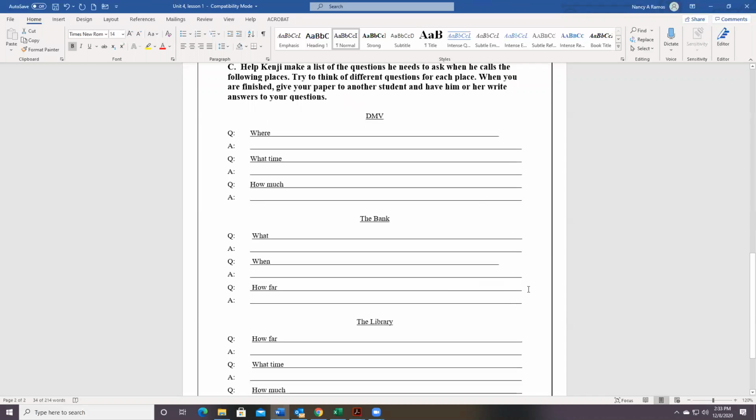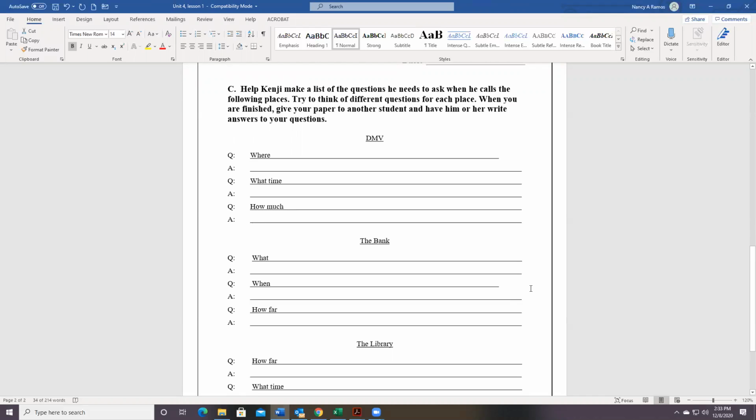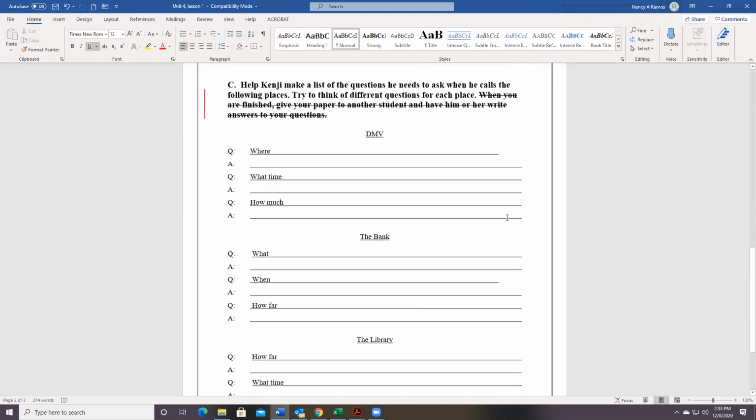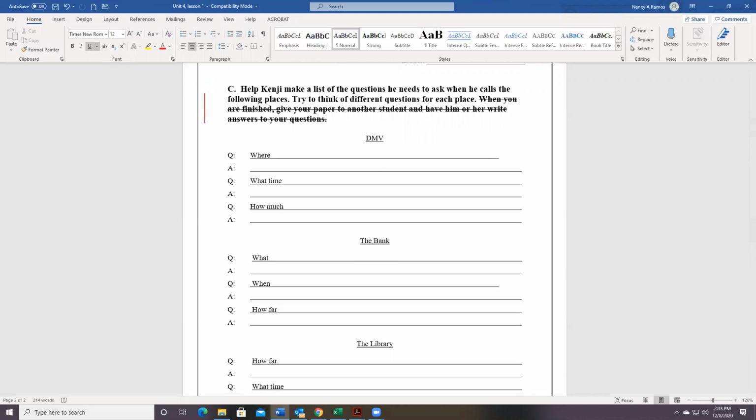Next one, it says, help Kenji make a list of the questions he needs to ask when he calls the following places. Try to think of different questions for each place. When you are finished, give your paper to another student and have him or her write or answer your questions. Okay, you don't have to do this part, but I do want you to write 3 questions for each place. Remember, DMV is Department of Motor Vehicles.